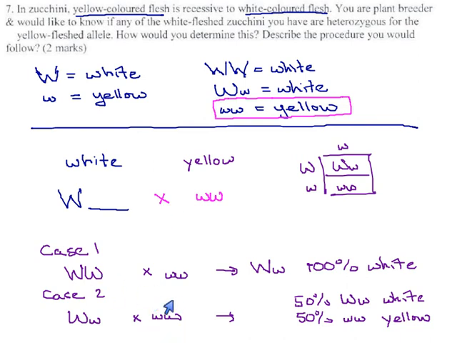So doing the test cross will tell you if there are a bunch of offspring and they're all white, then most likely your parent looks like this. As soon as you see a single yellow offspring, you know that the other parent must be big W, little w. They must be heterozygous.